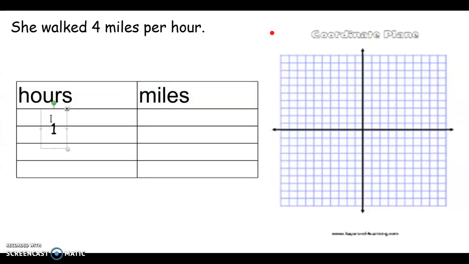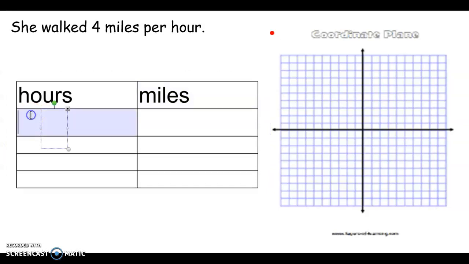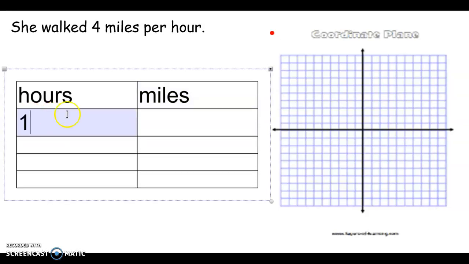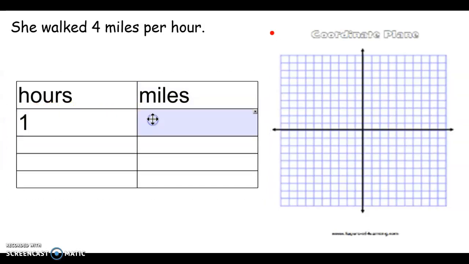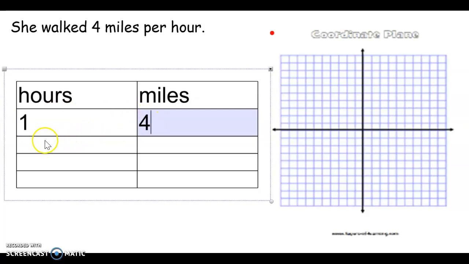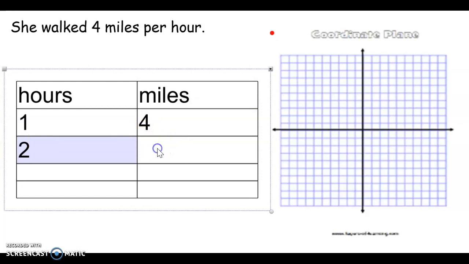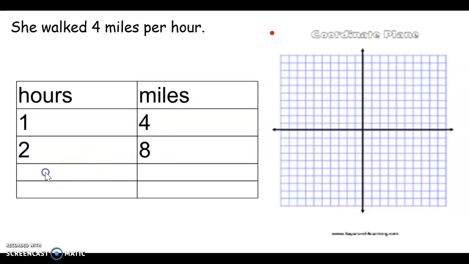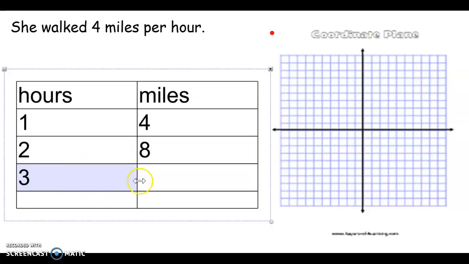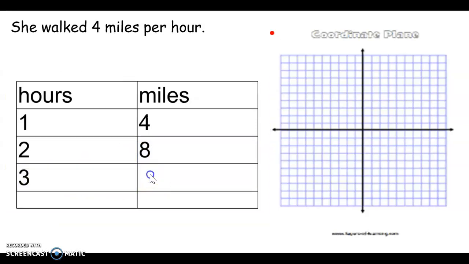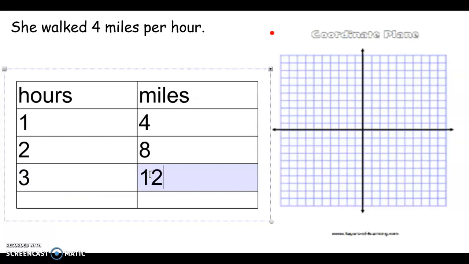So in 1 hour, she would go 4 miles, right? What about 2 hours? 8 miles. 3 hours, 12 miles, and I could keep going. But I can see once again, I'm just adding 4 each time, or I'm multiplying by 4.